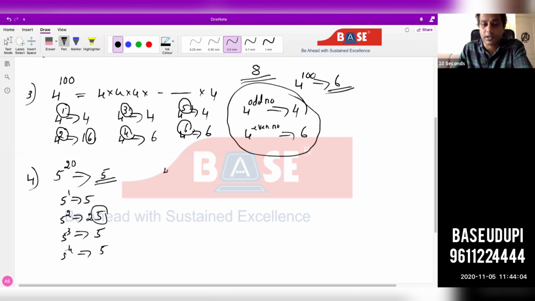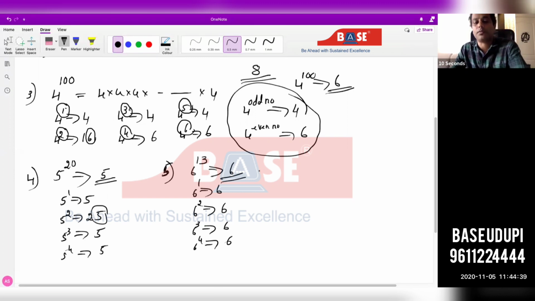Next, say 6 to the power 13. What do you need to do? Now you know how to approach. Very simple. First you find 6 to the power 1, that is 6. Then 6 to the power 2, 36, which also ends with 6. Again you multiply by 6, it ends with 6 only. Keep on multiplying by 6, it ends with 6 again, till infinity, no other digit is possible. That means 6 to the power 13 also ends with 6. It is the fifth example, not the fourth.